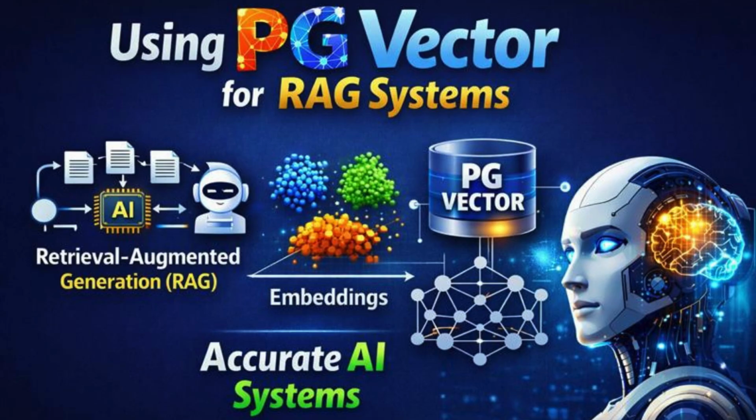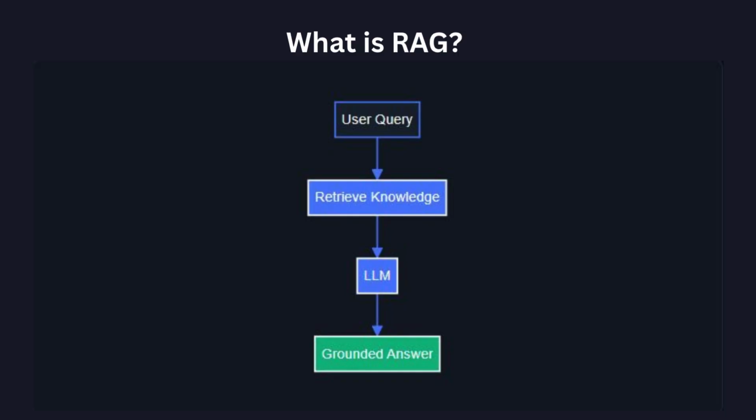In this lecture, we will cover Retrieval-Augmented Generation (RAG), Embeddings, and PGVector, and how they work together to build accurate AI systems. Let's start with Retrieval-Augmented Generation, or RAG.